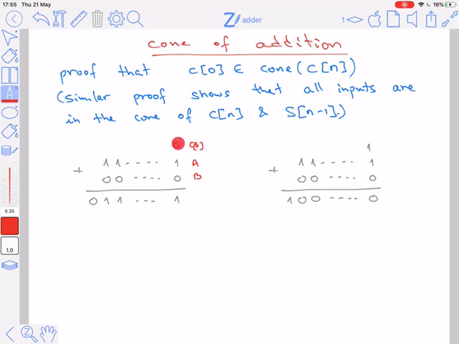Now I flip C0, I turn it into a 1. A and B remain the same, and this will be the sum. And now you can see that Cn here is 0, and Cn here is 1. So by flipping C0, I flipped Cn, and therefore C0 is in the cone of Cn. And you could do the same trick for every bit of A and every bit of B. And you could also use it to prove that every bit of A, every bit of B, and C0 are in the cone of, say, Sn minus 1. Okay? Good.